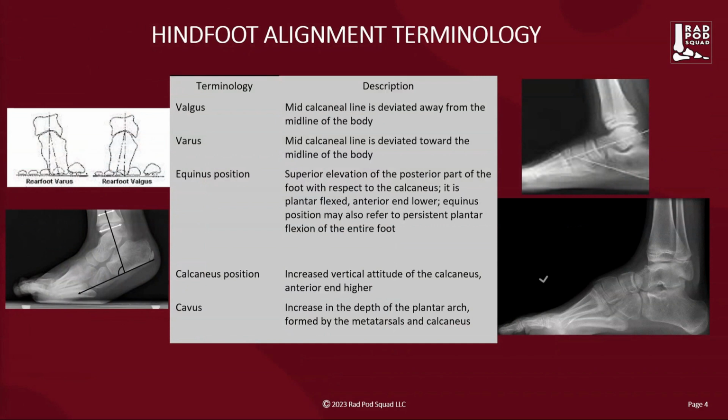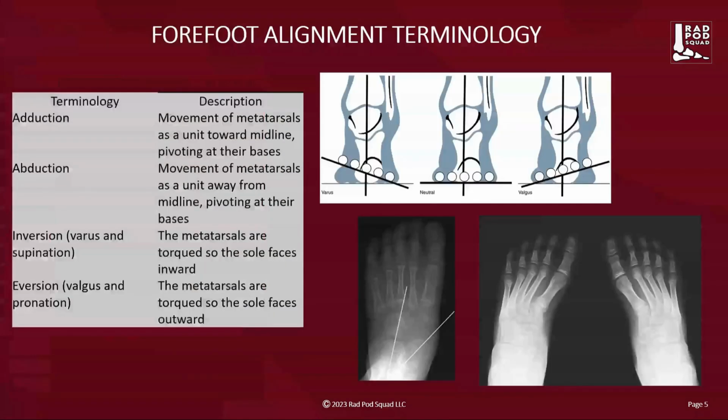Equinus position is when there's a superior elevation at the dorsal aspect of the foot, the posterior aspect of the foot with respect to the calcaneus. So you have this plantar flexion that occurs with the anterior end being lower. Equinus position also may refer to persistent plantar flexion of the entire foot, so not just a portion of the foot. Oppositely, calcaneus position is when you have an increased vertical attitude of the calcaneus where the anterior end is higher than the dorsal end. And of course, cavus foot, increasing the depth of the plantar arch that's forming between the calcaneus and the metatarsals, pes cavus.